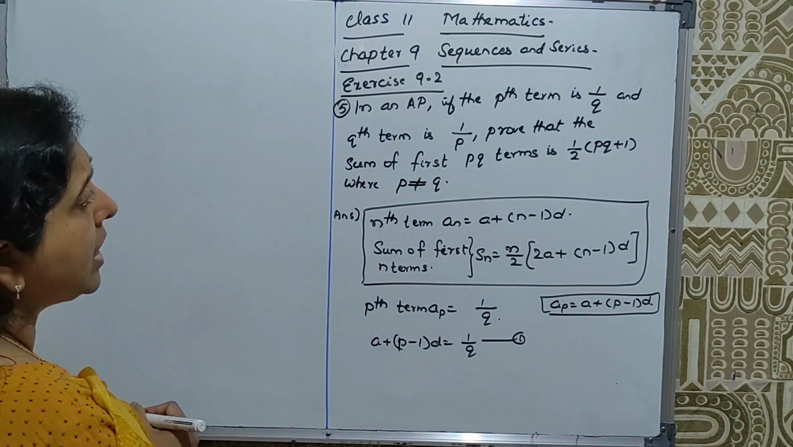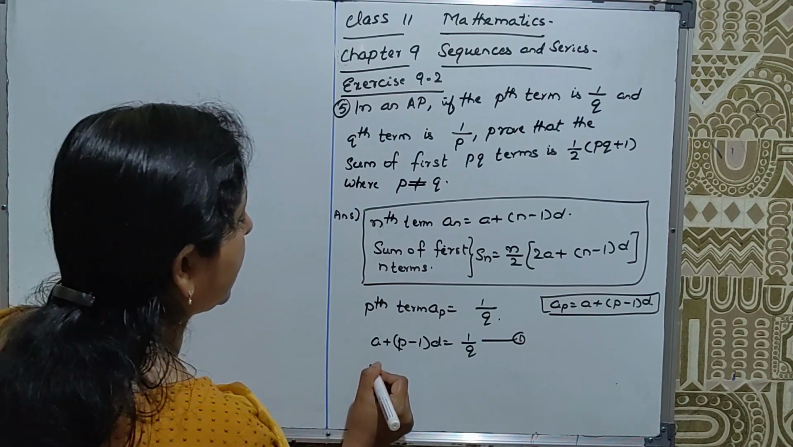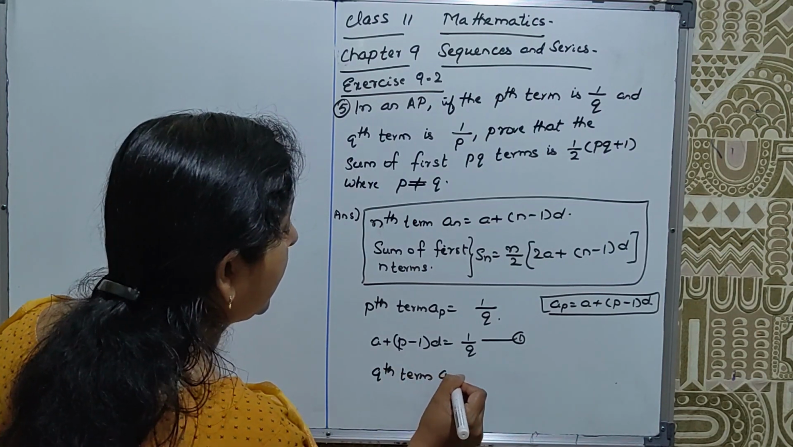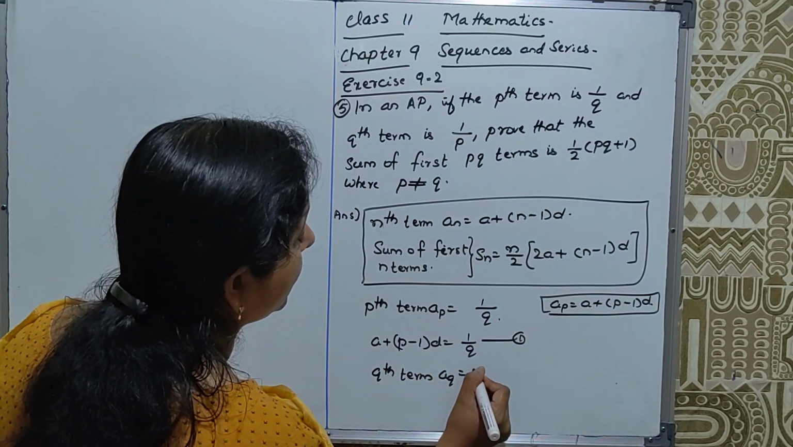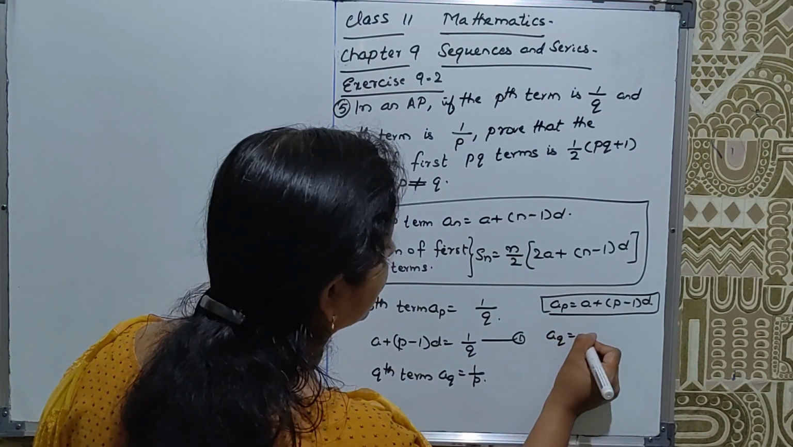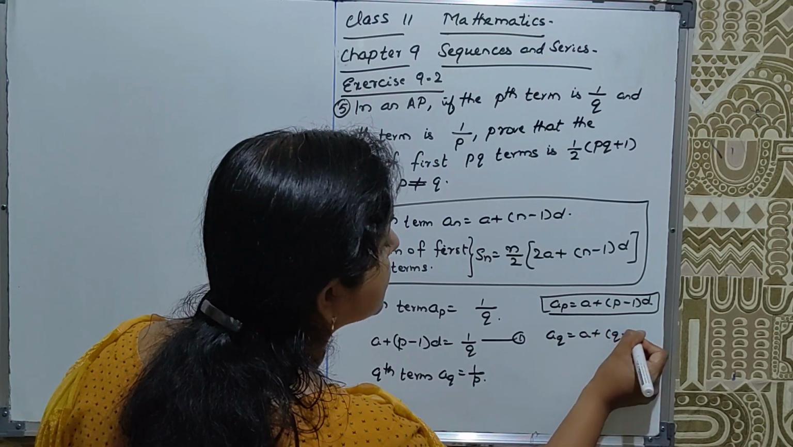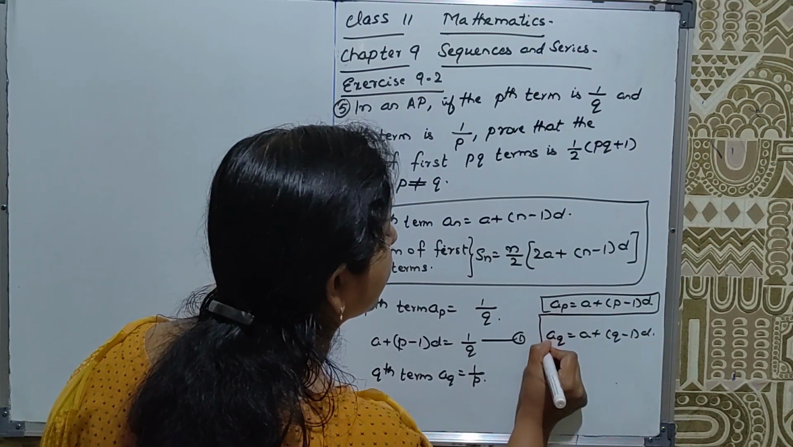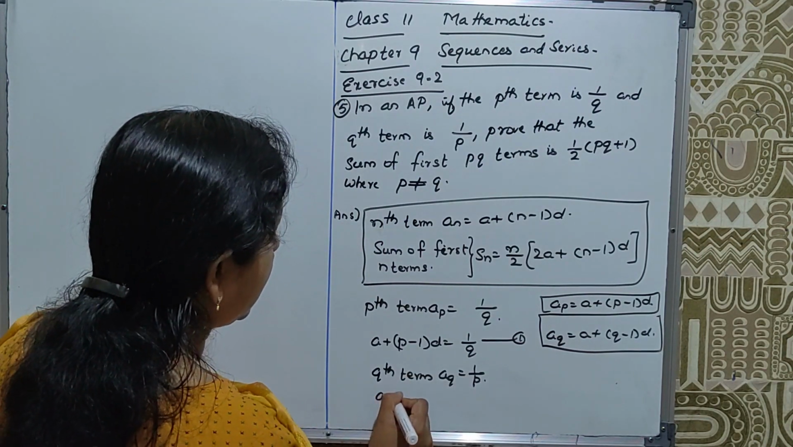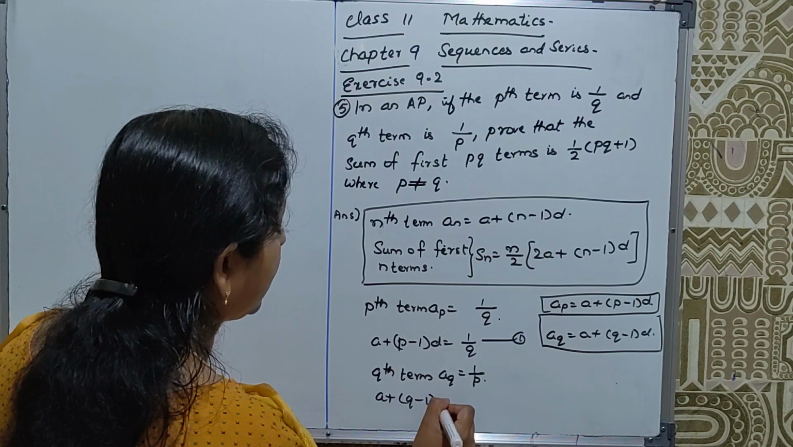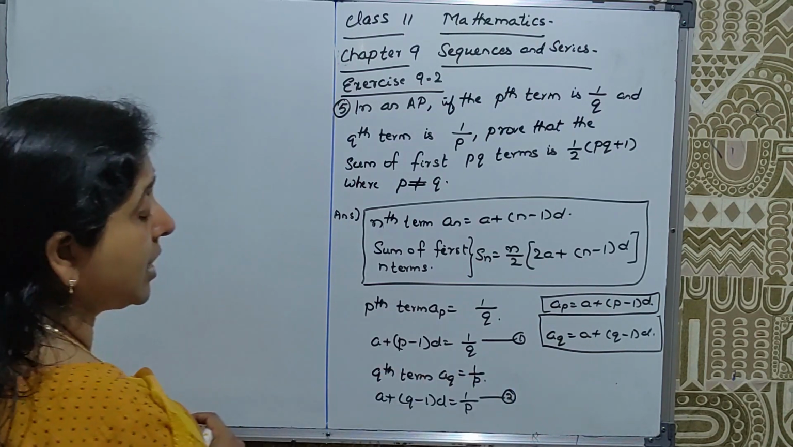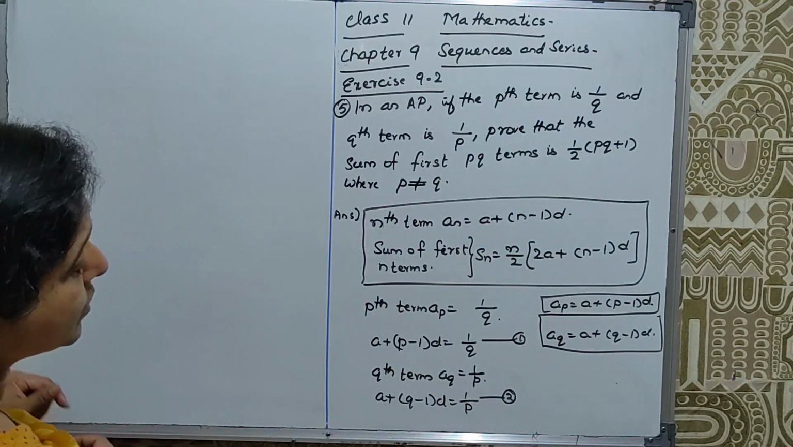This is equation number 1. And the qth term is 1 by p. The qth term, a suffix q, equal to 1 by p. So the qth term aq will be equal to a plus q minus 1 into d. So here aq we write as a plus q minus 1 into d is 1 by p. Equation number 2.